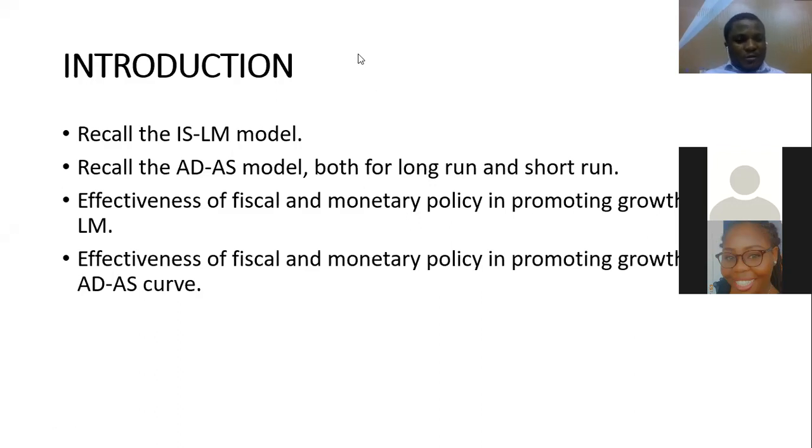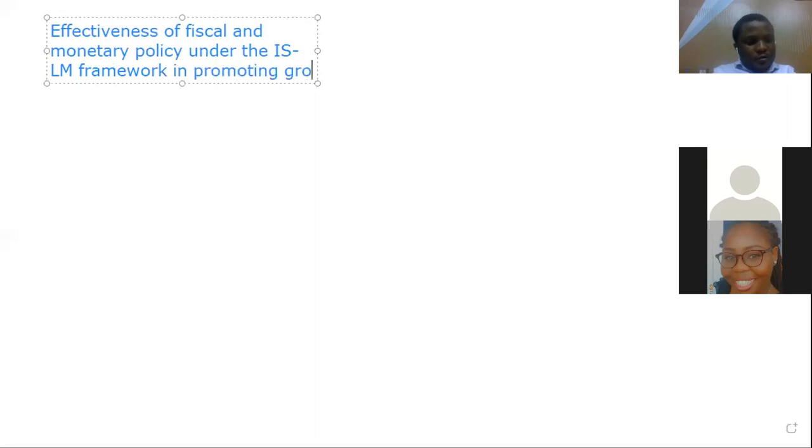So we would be using graphs to actually explain each of these particular scenarios, just for us to understand what happens. So for the first one, all right, we will consider the effectiveness of fiscal and monetary policy under the ISLM framework, okay? So let's consider the effectiveness of that under the IS framework, all right, in promoting growth, okay? So let's consider these two to know which one is effective in promoting growth.